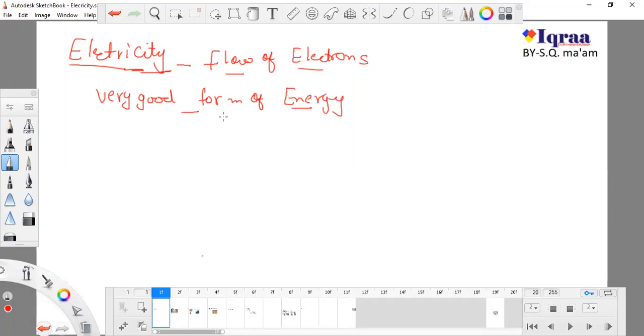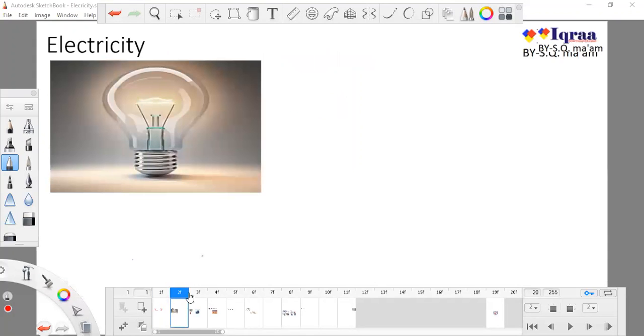I'm going to relate this with the magnetic effect. I'm just giving you an idea of electricity, not telling you in detail. First I will give you an idea of electricity, and after that we will study the magnetic effect of electric current.